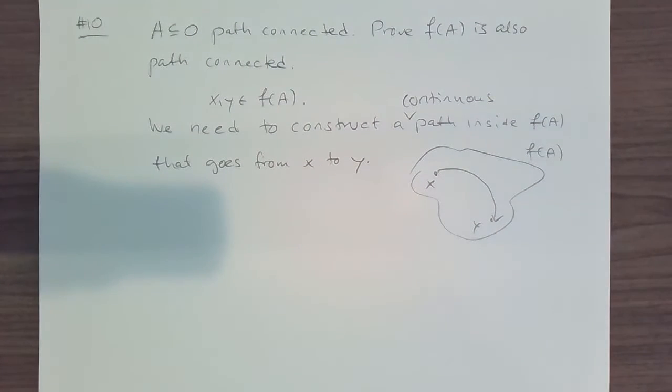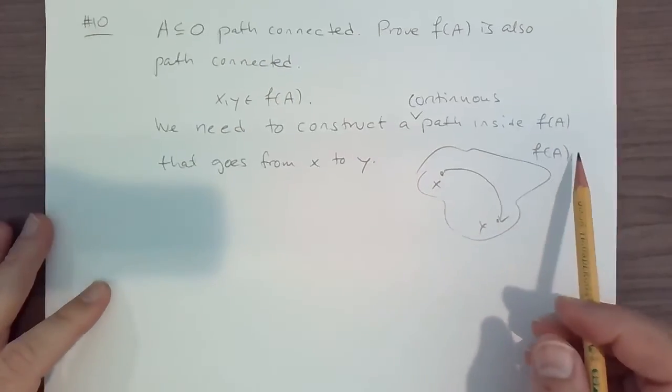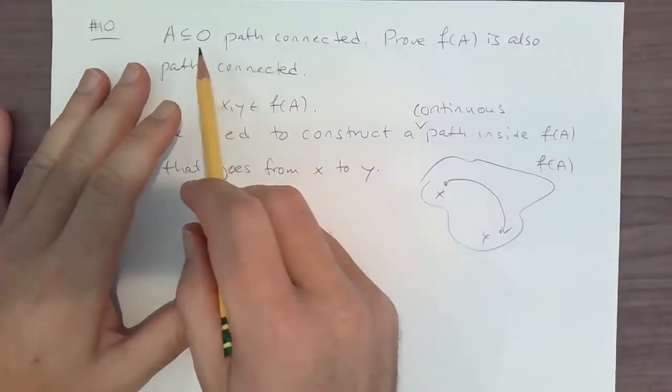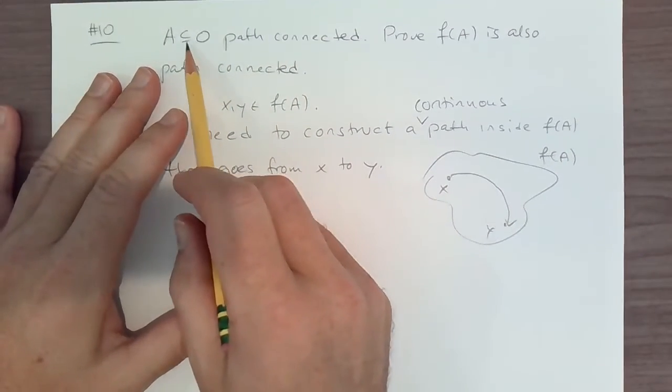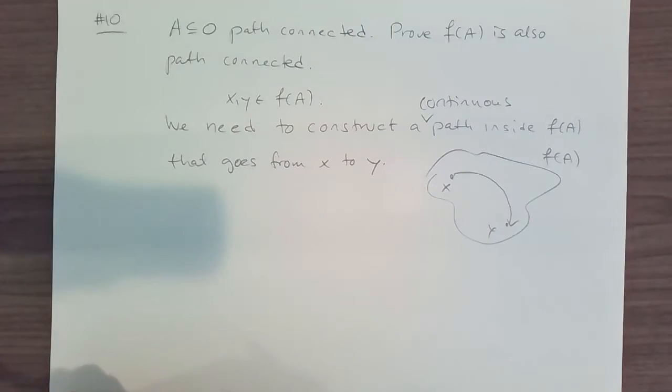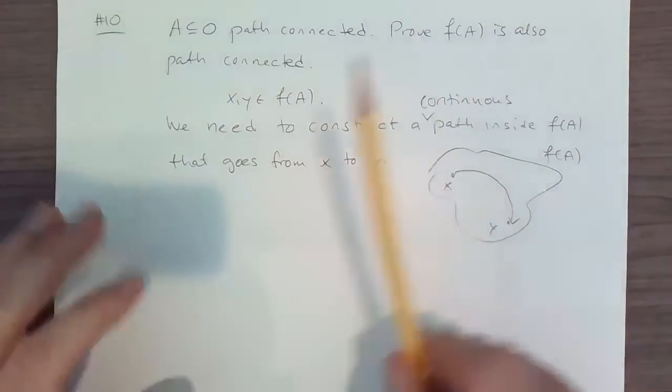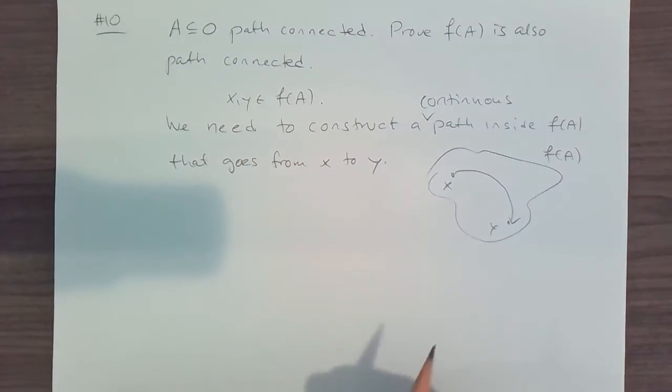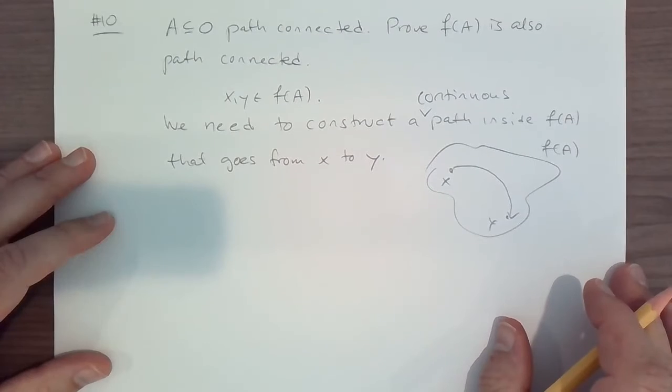And what do we have to do it with? Well, there's not much. It has to come from the path connectedness of the set A and then the continuity of f. That's how it has to be. There's no way around it. This is where it's going to come from.